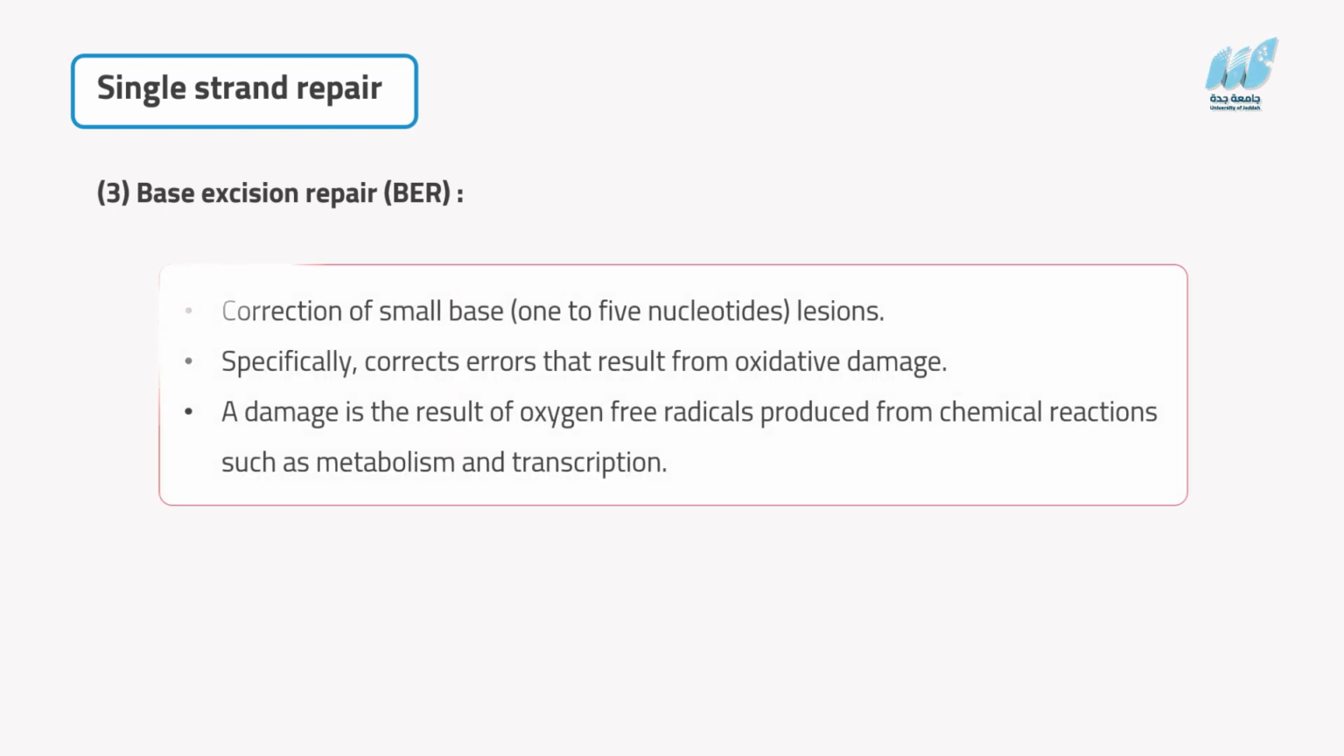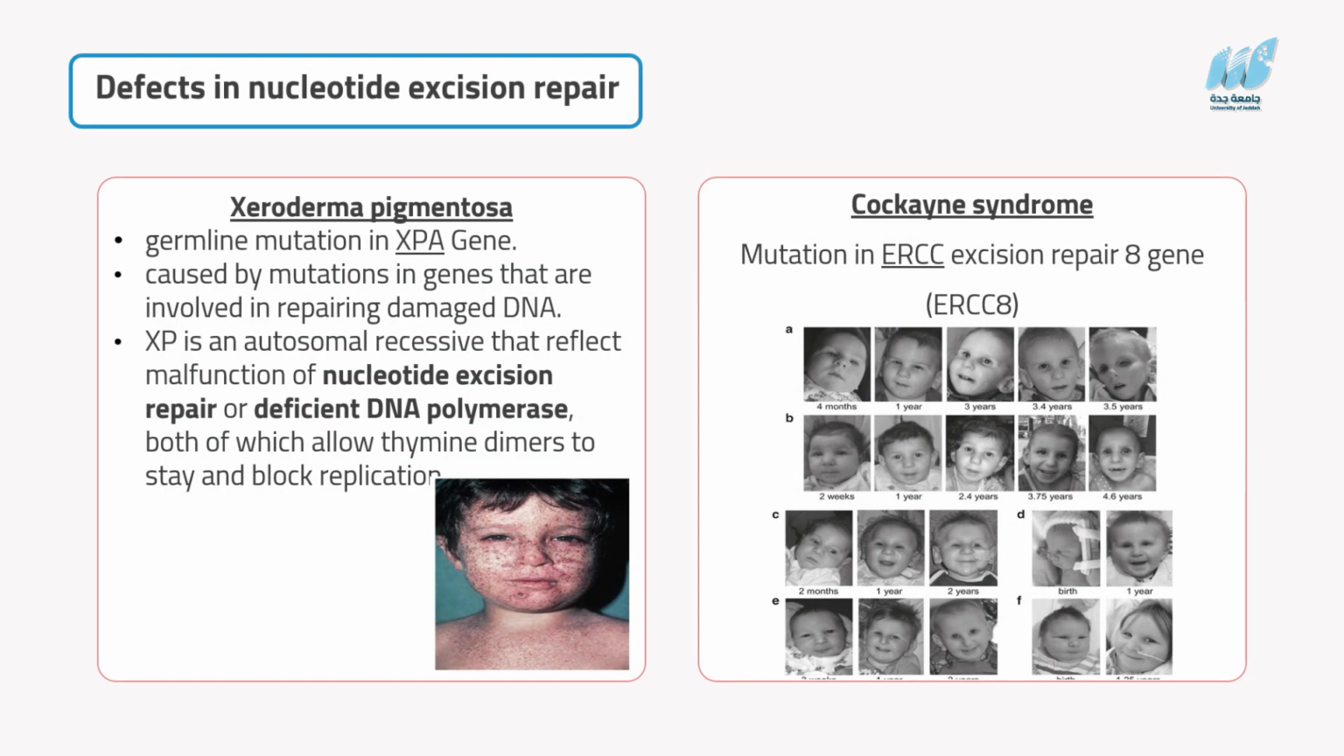The third type of single-strand repair is base excision repair. It's responsible for correction of small base lesions, 1 to 5 nucleotides. Specifically, it corrects errors that result from oxidative damage. The damage repaired by base excision repair is the result of oxygen free radicals produced from chemical reactions such as metabolism and transcription.